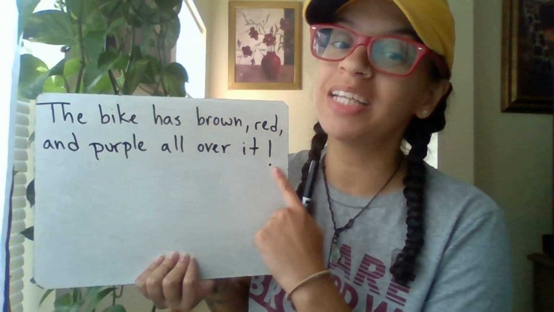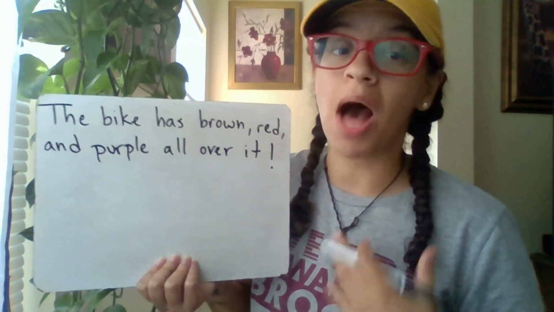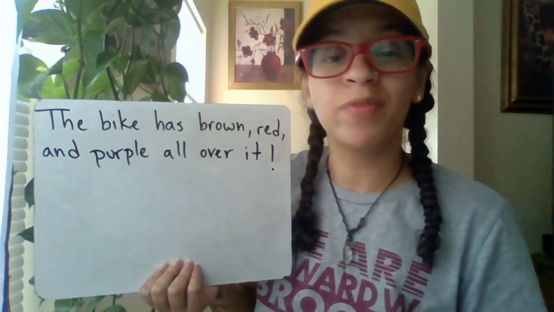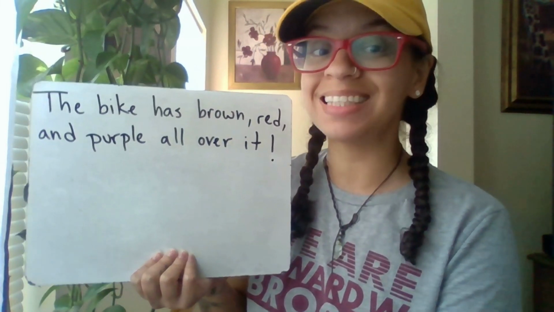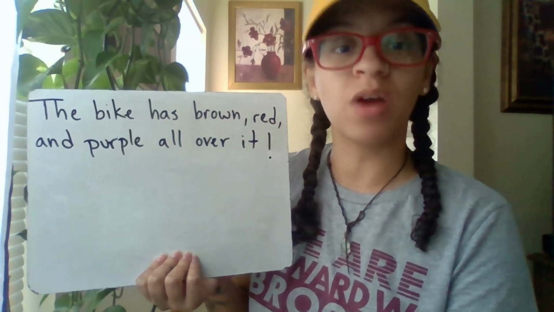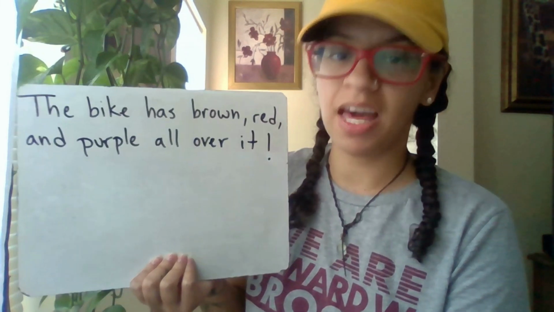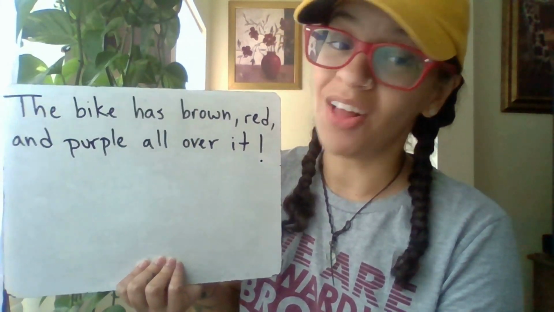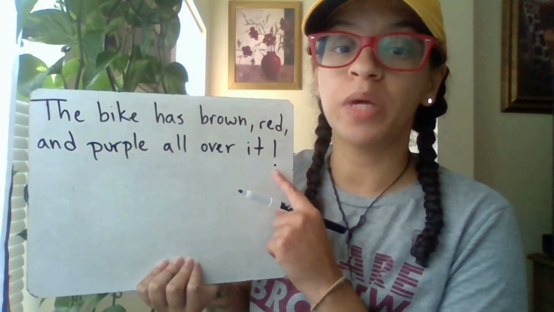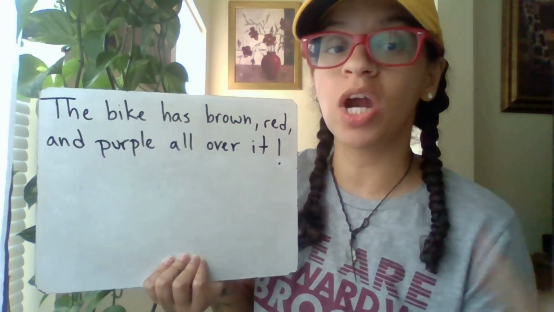What should every sentence end with? A punctuation mark. If you put a period or an exclamation point, great job. I thought I said it in an exciting voice. I don't know if maybe you didn't, but great job. If you put a question mark, that is not correct. I was not asking a question. I wasn't asking who, what, when, where, why, or did. I simply am saying the bike has brown, red, and purple all over it. So make sure you're thinking about what punctuation mark goes with the sentence. Is it a statement sentence, an exciting sentence, or a question sentence?